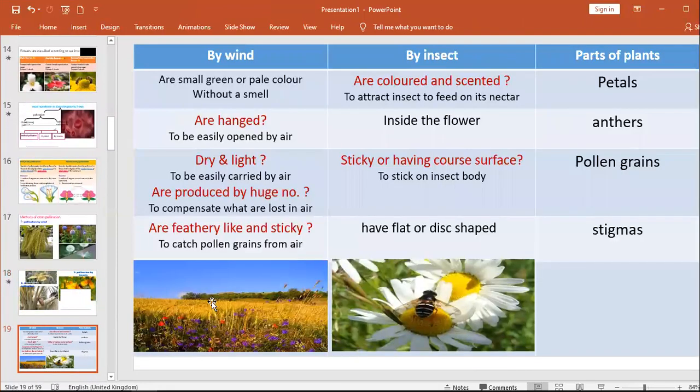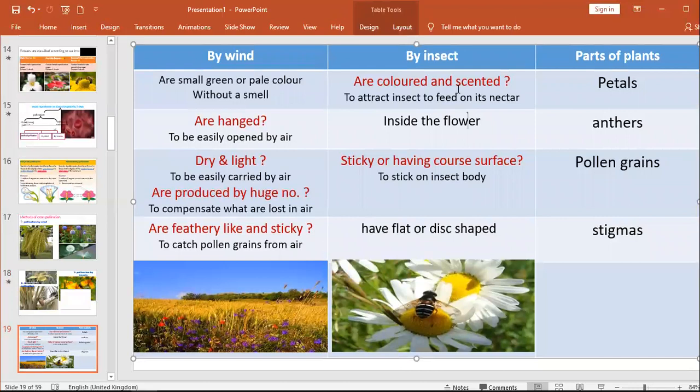So what is the difference here between pollination by wind and by insect? The important point: the petal for insect pollination is colored and scented, to attract insects and feed them on its nectar. Pollen grain is sticky and heavy with a coarse surface. What is meant by coarse surface? It's a rough surface. Why? Because to stick to the insect's body it must be sticky and rough. So number one, the petal is colored and scented. Number two, the pollen grain is sticky with a coarse surface.